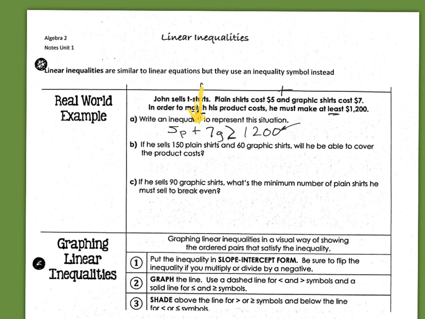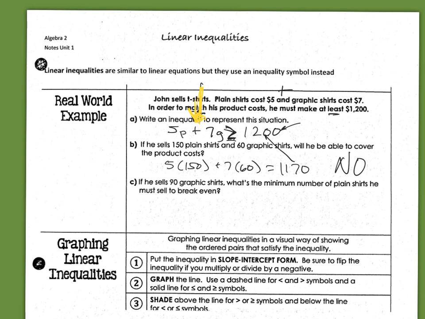But now that we have this inequality, which is just a statement that has a greater than or less than sign in it, we're going to be able to figure out the answer to part B. If he sells 150 plain shirts, so 5 times 150, and 7 graphic shirts, is he going to be able to make the $1,200? If we put this in the calculator, this actually equals 1170, which, no, he didn't make $1,200. So no, he needs to sell more shirts.